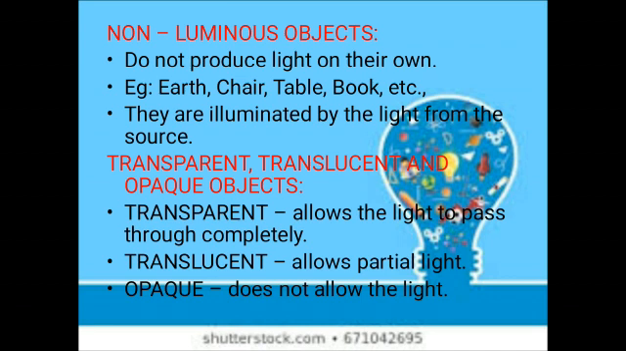Then translucent. It allows only a partial amount of light. For example, if you see an object on the other side of butter paper, wax paper or even the scale, we can see things in a blurred manner, right? So this shows these objects allow a partial amount of light to pass through them. That's why this is termed a translucent object.